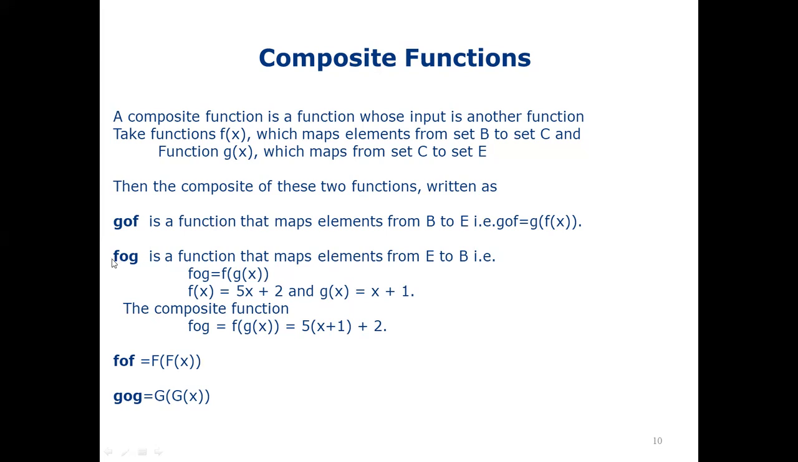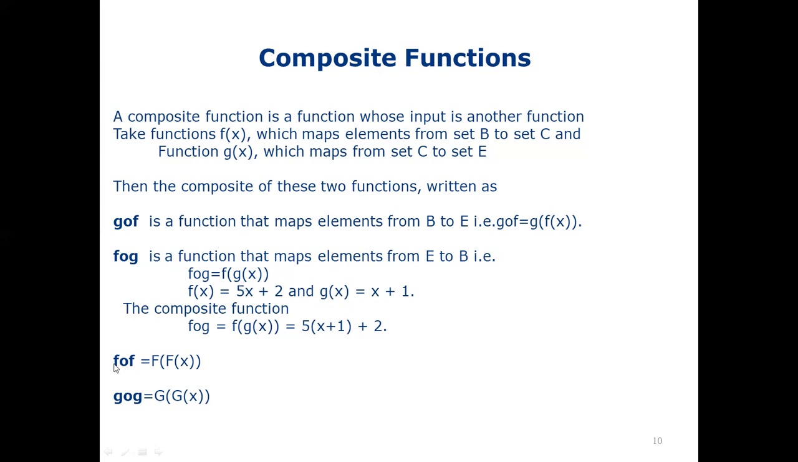When I want to write f related to g, at that time I'll write f on the outer side, g of x. So if f of x suppose is 5x plus 2 and g of x is x plus 1, how am I going to write FOG? It will be f of g of x. But g of x is what? x plus 1. So put the value x plus 1 in here, in place of x. So it will be 5 times x plus 1, plus 2.